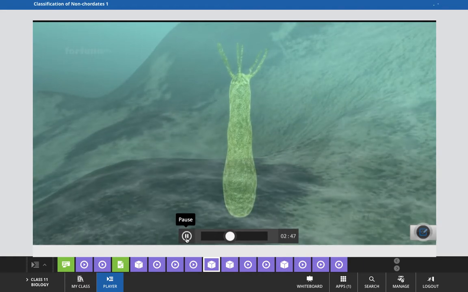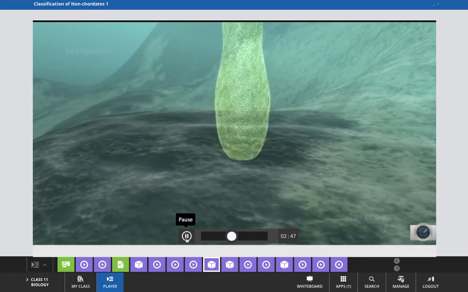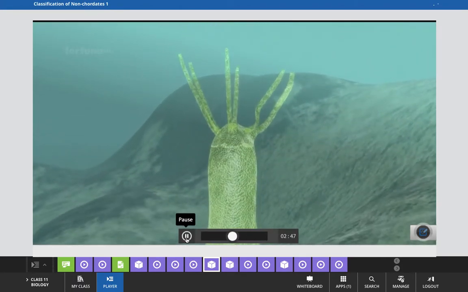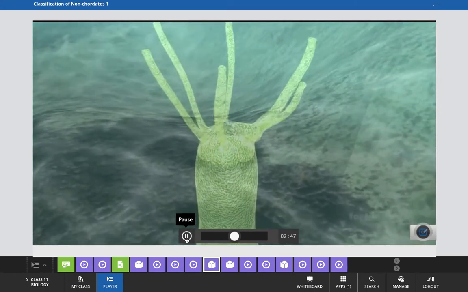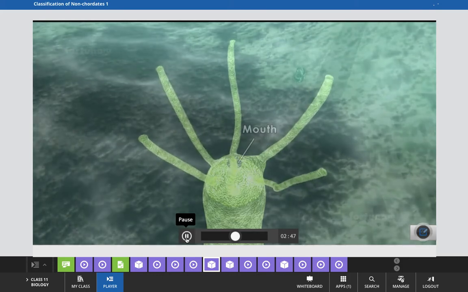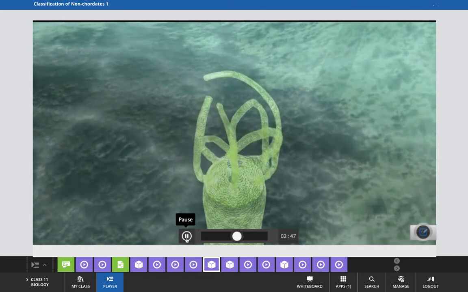Hydra's body is cylindrical, with one end that is able to attach itself to a rock and a free end which has 6 slender tube-like tentacles. In the center of the tentacles, we'll find a small circular mouth. The tentacles help in capturing the food and delivering it to the mouth.